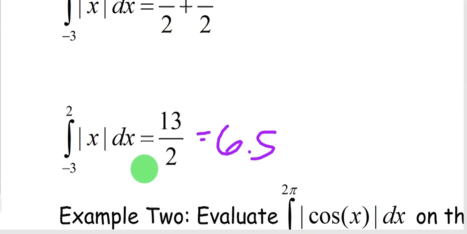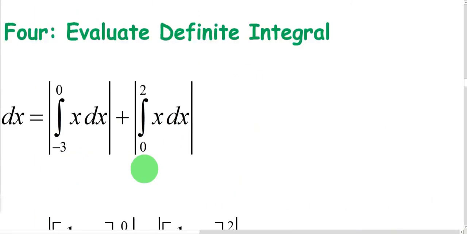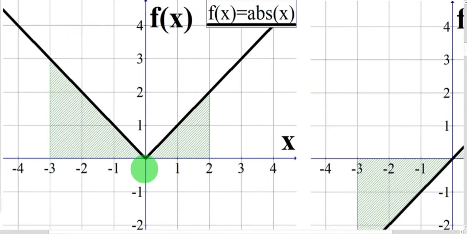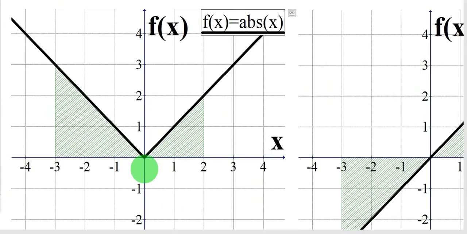You will always get a positive number when you're finding the definite integral of an absolute value function. That's because an absolute value function is always above the x-axis. So basically, what we've figured out is this net area, which actually is going to be total area for any absolute value function, is 6.5 or 13/2.